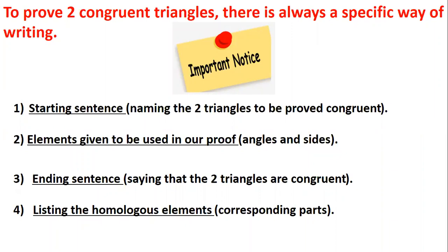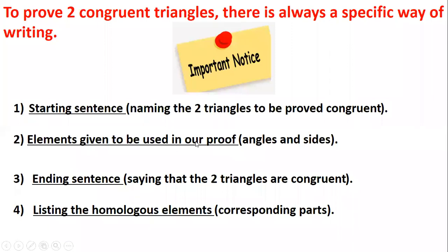The second step, Maya: elements given to be used in our proof, angles and sides. So if we want to use, for example, the first case of congruent triangles, which is ASA, what are the elements given? We should take from the figure a side in the first triangle equal to a side in the second triangle, an angle in the first triangle equal to an angle in the second triangle, also an angle adjacent to the side in the first triangle equal to an angle adjacent to the side of the second triangle. This is what we mean by elements given to be used in our proof.